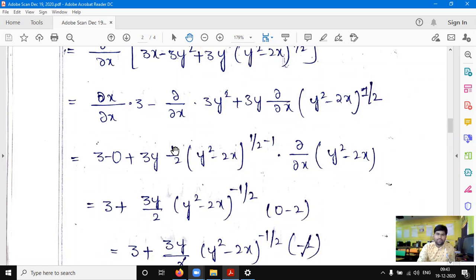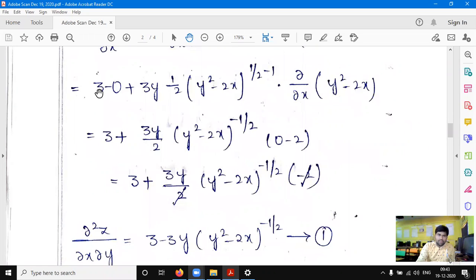Here n means 1 by 2. So 1 by 2 into y square minus 2x all to the power of n minus 1, that is 1 by 2 minus 1. In place of x there is a different term, so we have to again differentiate that term, that is dou by dou x into y square minus 2x. So 3 minus 0 is 3, plus 3y by 2 into y square minus 2x all to the power of 1 by 2 minus 1, which is minus 1 by 2.